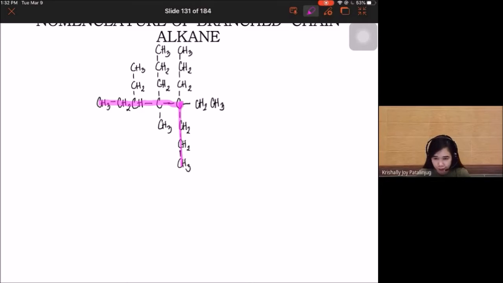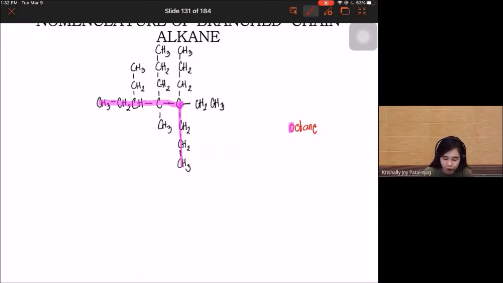Basta, it follows nga siya yung longest continuous carbon chain plus marami siyang number of branching points. Sige. So this is 8, so this would be octane. Octane, ayan, is-substituted octane. Okay? So yung mga hindi ko na highlight ng violet, those are the substituents. So ilista natin yung mga substituents.